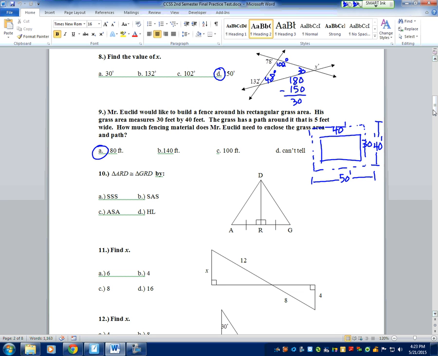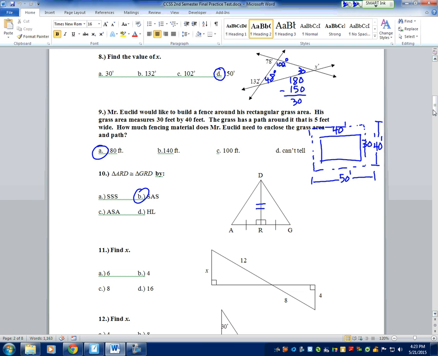All right. Oh, I don't know these. Number 10, we have triangle ARD is congruent to triangle GRD. This is side-side-side, right? It could be, except there's nothing that says the hypotenuses are congruent. What we can actually say is that by the reflexive property, DR is congruent to DR. So now, side-angle-side.